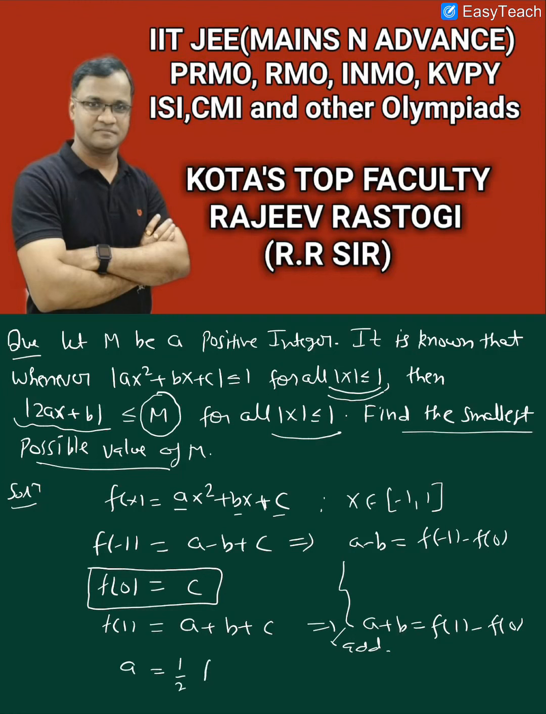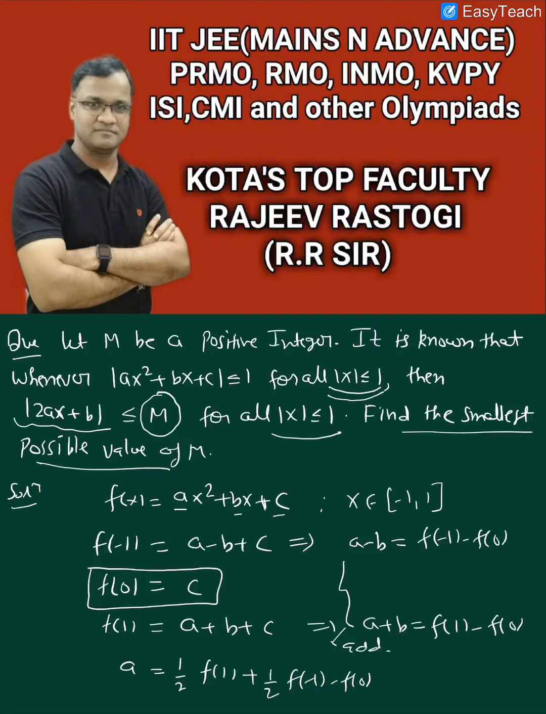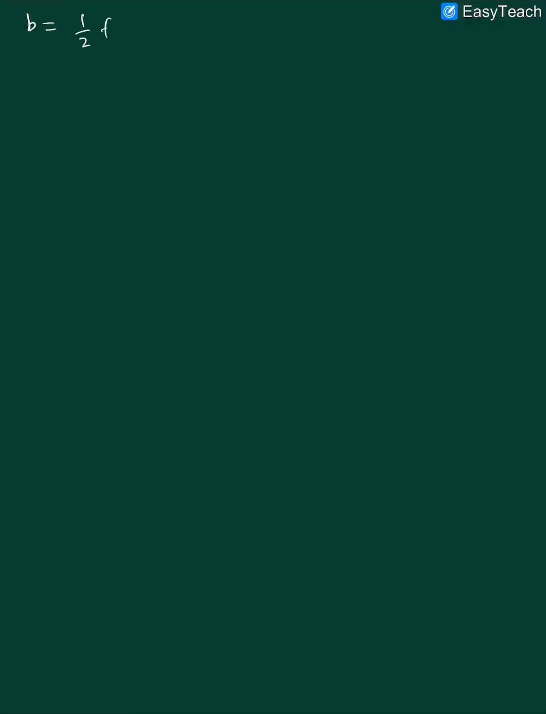Okay, now if we add these two results, we get the value of a as a is what? Half times f(1) plus half times f(-1) minus f(0). Okay, and if we subtract these two results, we get the value of b. If we subtract second result minus first, then 2b is what? b is half times f(1) minus half times f(-1). Okay, this is the value of b.